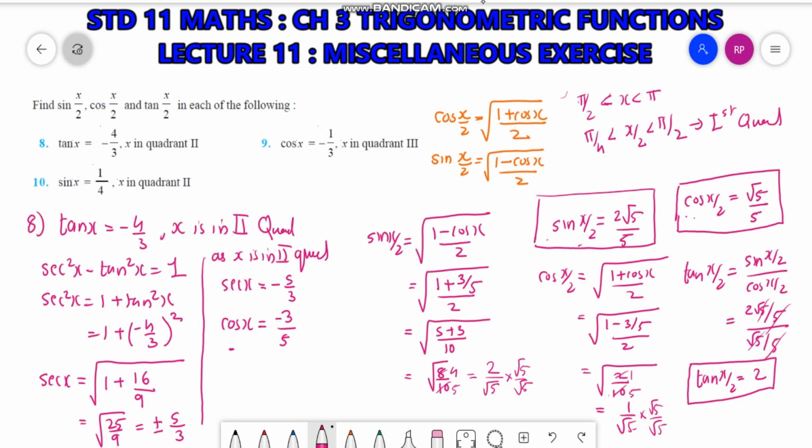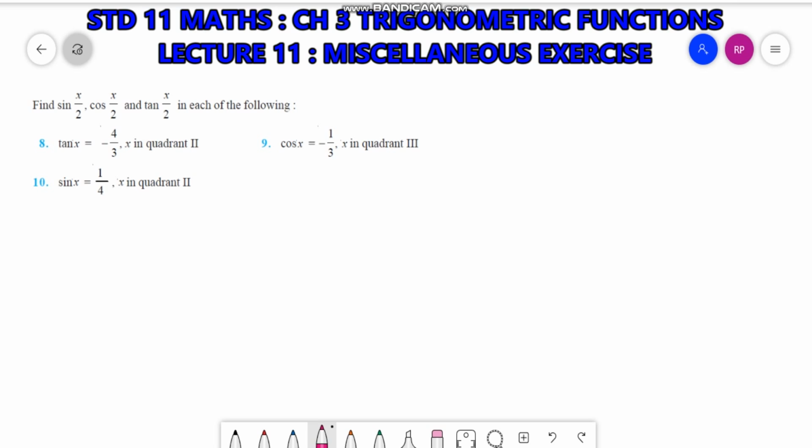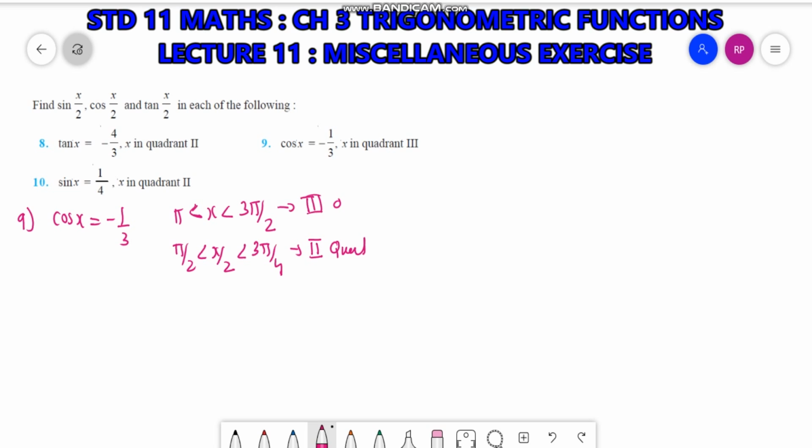Now let's move to the next, that is question number 9. Question number 9: cos x is equal to minus 1 by 3 and x is in the third quadrant. Now, x is in the third quadrant, that means pi less than x less than 3 pi by 2. Okay, so we require x by 2, so divide by 2, I will get pi by 2 less than x by 2 less than 3 pi by 4. So this is the second quadrant. Okay, x is in the third quadrant and x by 2 is in the second quadrant.